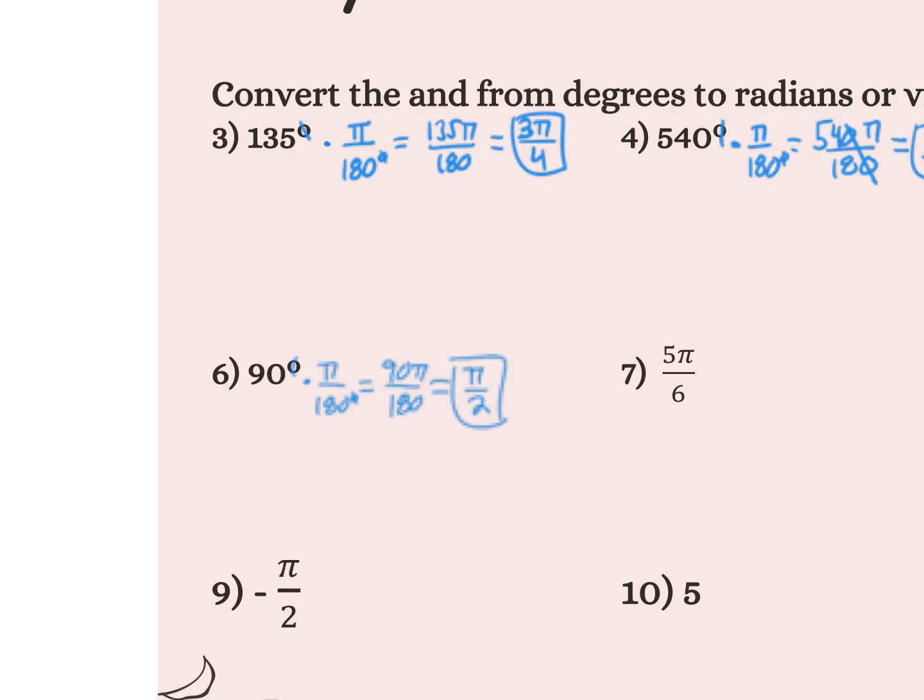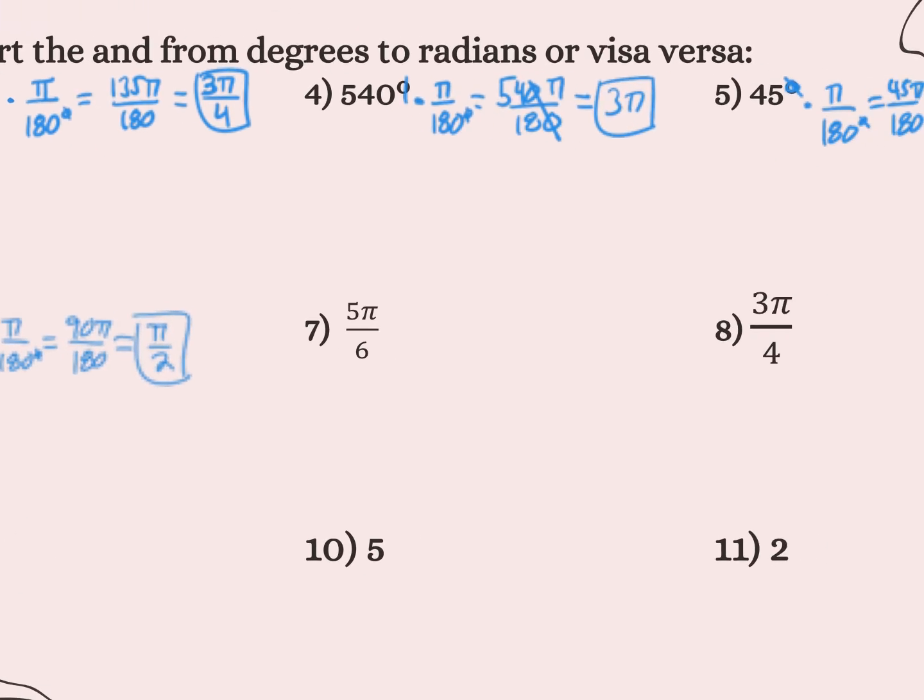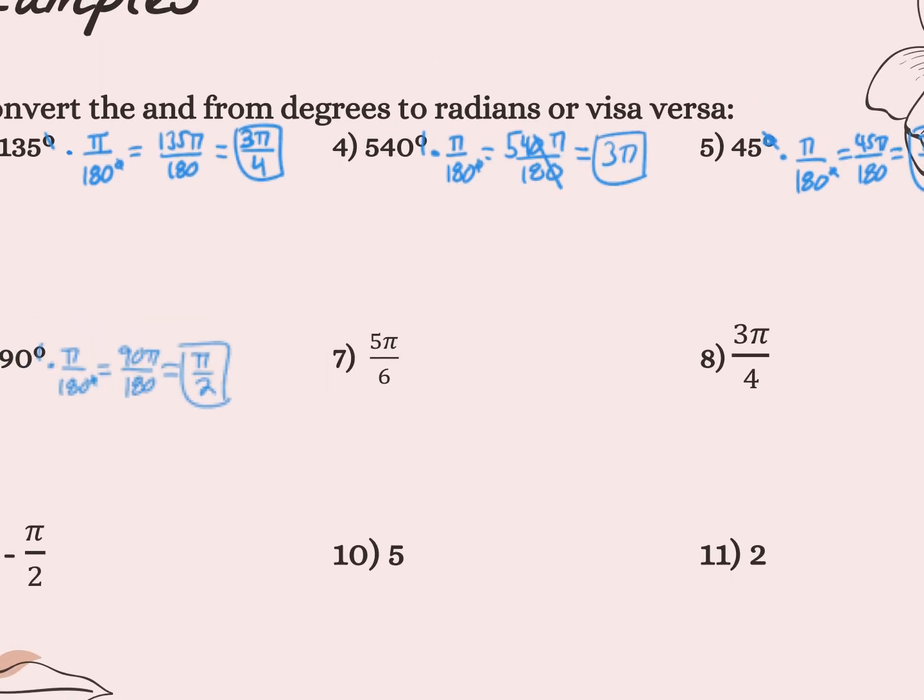And then now you look at something like number 7. This is in radians. You don't want to assume it's in radians just because you see a pi. But you know for sure that it's in radians because it doesn't have a degree symbol. That's really the biggest thing. So I'm going to instead multiply by the other conversion factor. It's going to be 180 degrees over pi. And then you can cross out the pi's. And then 180 divided by 6 is going to get you 30. So then you end up with 5 times 30 degrees, which is 150 degrees.